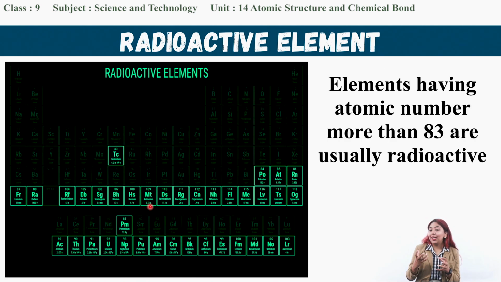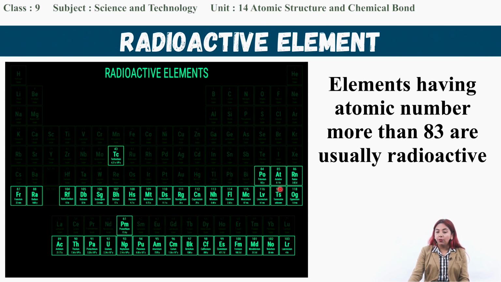We just mentioned that elements having a high atomic number are usually radioactive. So how high? If the elements have an atomic number more than 83, then those elements are usually radioactive. The element that has exactly atomic number 83 is bismuth, and here we have marked bismuth in the periodic table. Elements having an atomic number higher than bismuth lie after bismuth. So these elements that are highlighted in this bright green color are usually radioactive.